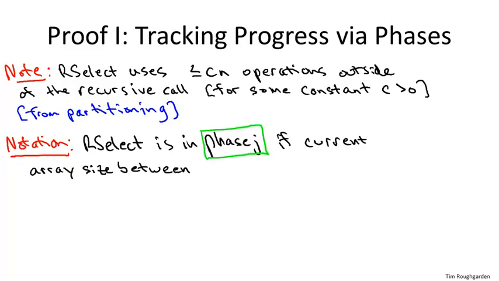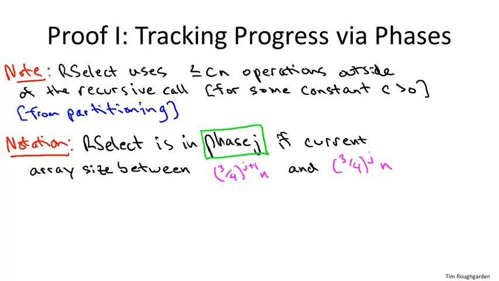We'll say that the rselect algorithm at some midpoint of its execution is in the middle of phase j if the array size that the current recursive call is working on has length between (3/4)^j times n and the smaller number (3/4)^(j+1) times n. For example, think about the case where j equals 0. That says phase 0 recursive calls operate on arrays with size between n, that's the length of the original input array, and 75% of n. So certainly the outermost recursive call is going to be in phase 0 because the input array has size n.